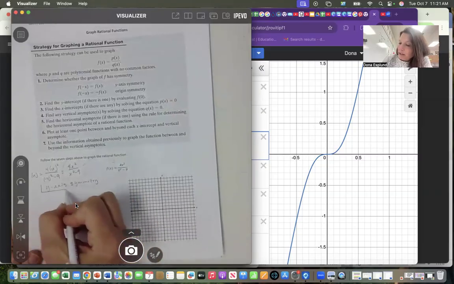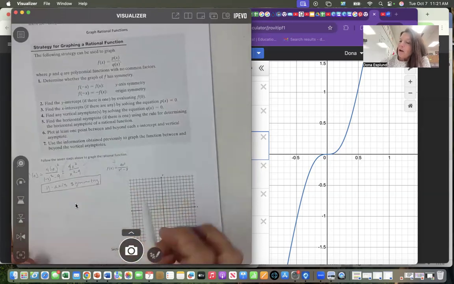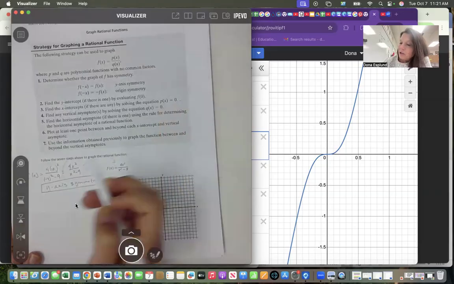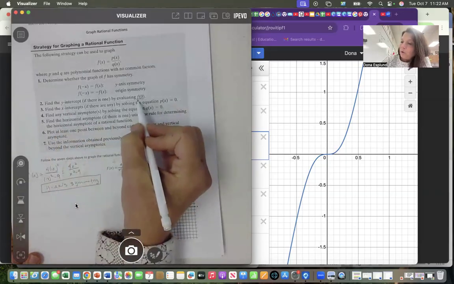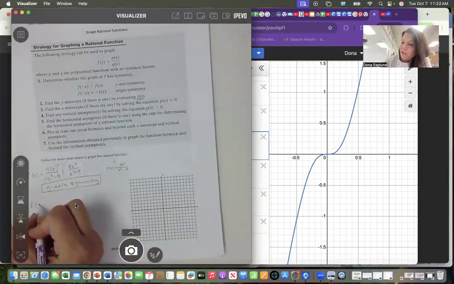And so I'm going to go ahead and underline or circle that because I'm going to use that in just a second. Now, I also could go ahead and find my y-intercept and my x-intercept. So to find my y-intercept, remember, I want to look for when x is equal to 0. So I'm going to look for f of 0.